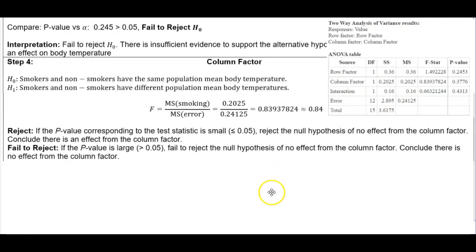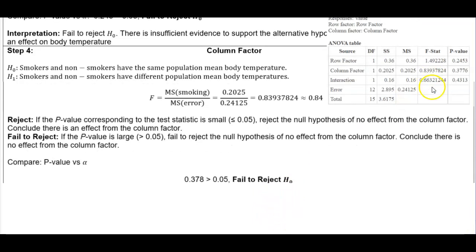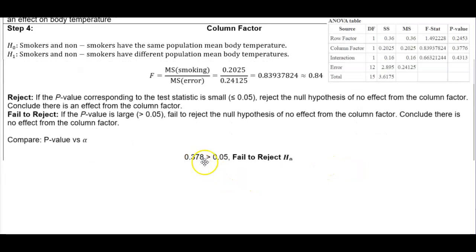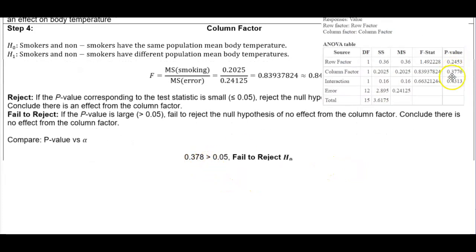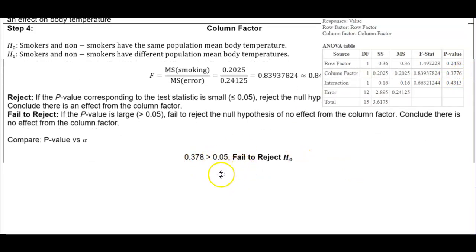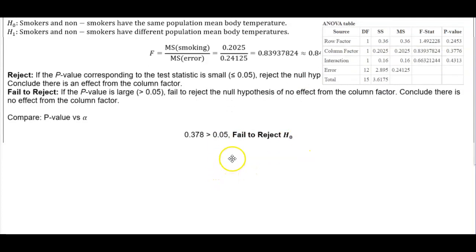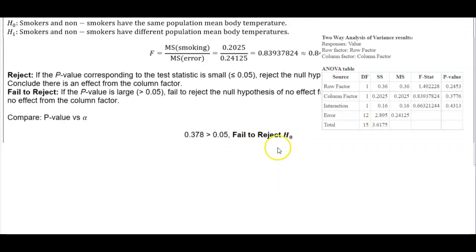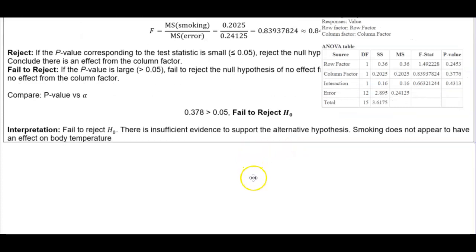So if we look at the p-value, we're going to round that to 3 decimal places. Rounding it to 3 decimal places, we get 0.378, and you can see that up here. And it's greater than 0.05. Therefore, we fail to reject the null hypothesis. Therefore, the interpretation would be the following. We fail to reject the null hypothesis. There is insufficient evidence to support the alternative hypothesis. Smoking does not appear to have an effect on body temperature.